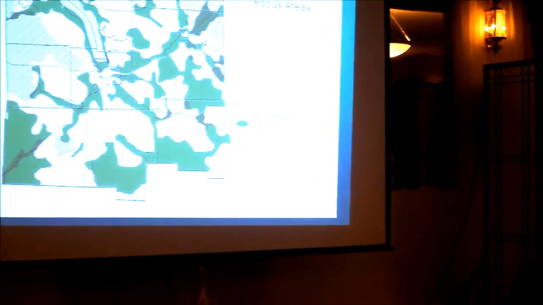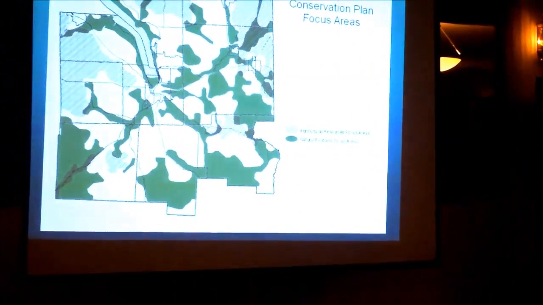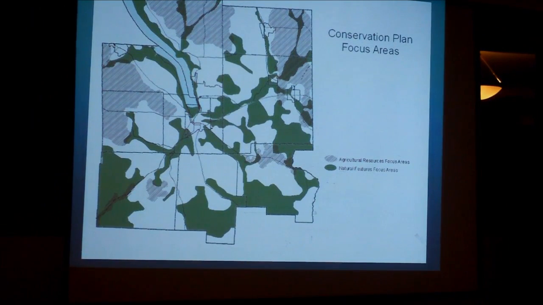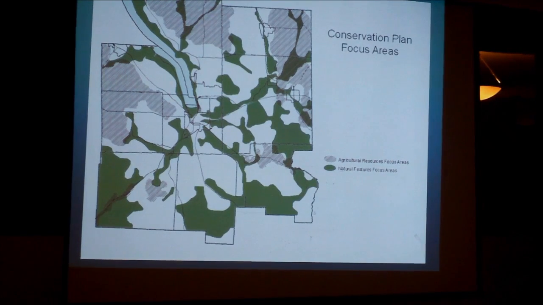The natural features focus areas in green. We had 14 of those that we identified in our county comprehensive plan, and 6 agricultural resource focus areas. The way we identified these was to look at tons of data. We analyzed all the different GIS maps. We met with the public. We talked to local experts. And we identified these concentrations of outstanding natural features for the natural features focus areas.